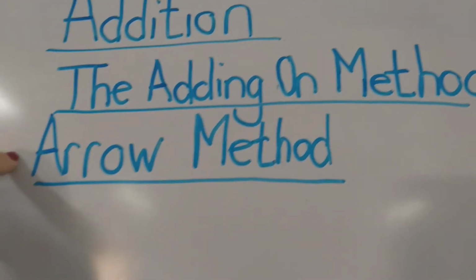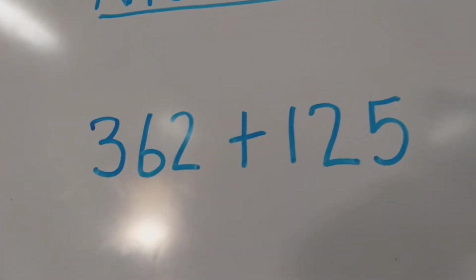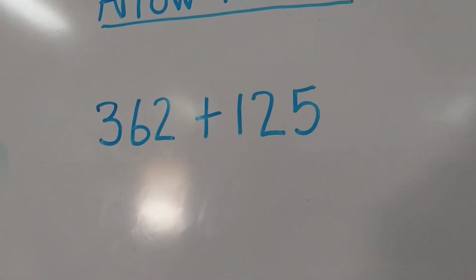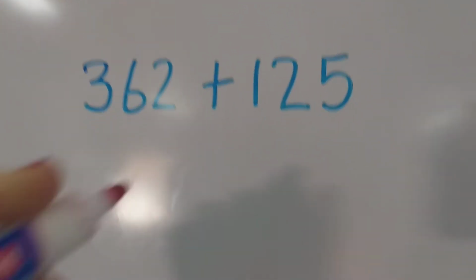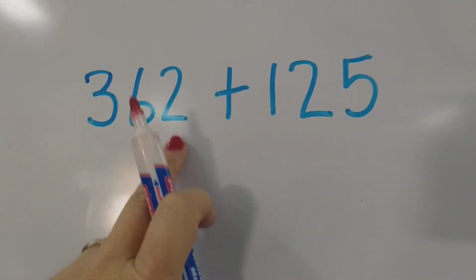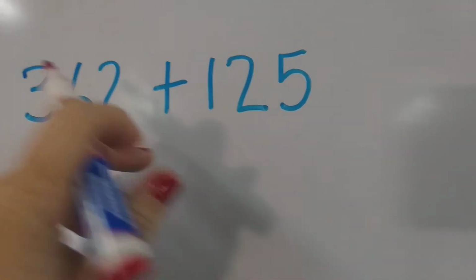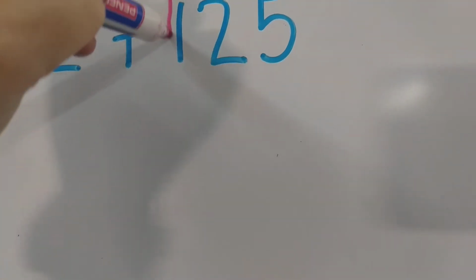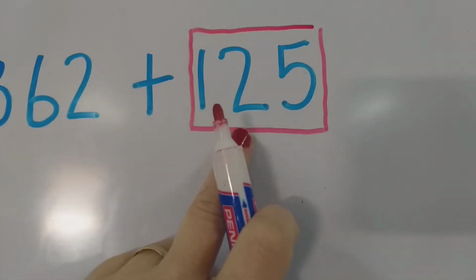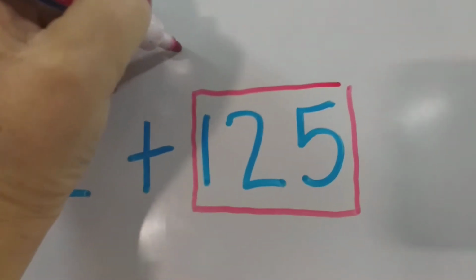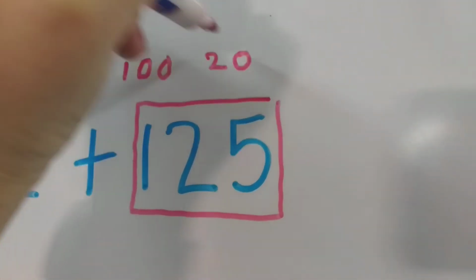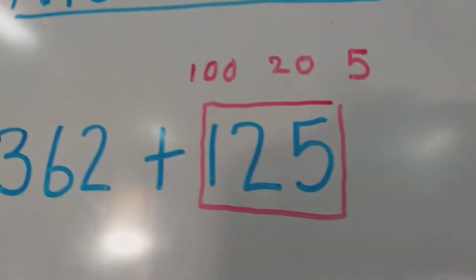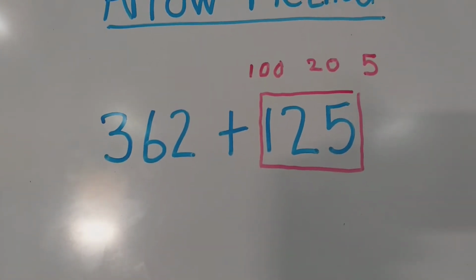So if we have a look at the sum here, for this method, all that is required is that you break down the second number. So if you have a look at the sum here, 362 plus 125, it's the second number here that we're going to break down into your hundreds, your tens, and your units. So let's do that now. We have 100, we have 20, and we have 5. So that's the first step, to break down the second number.